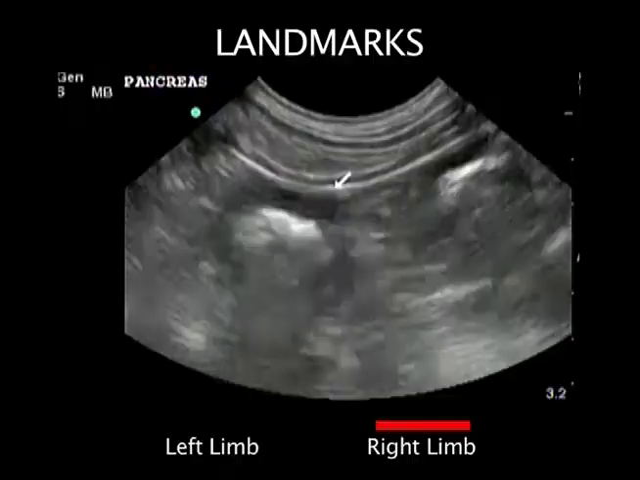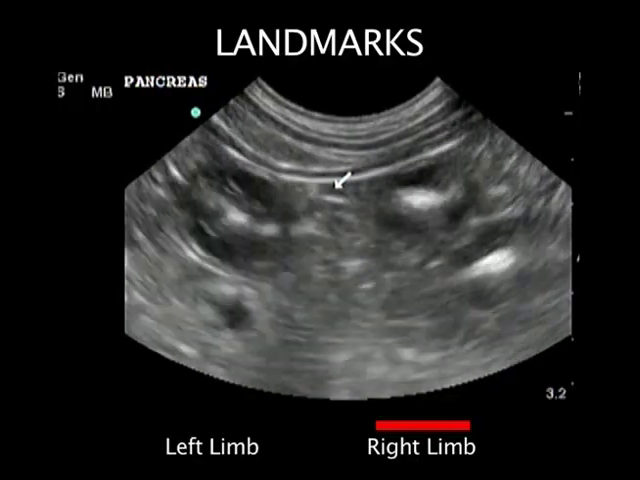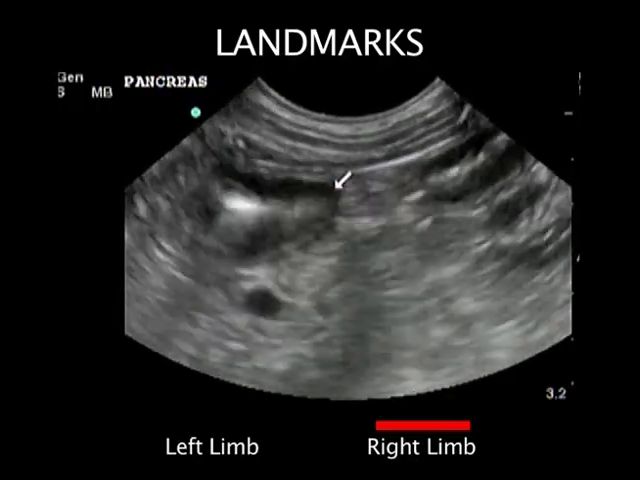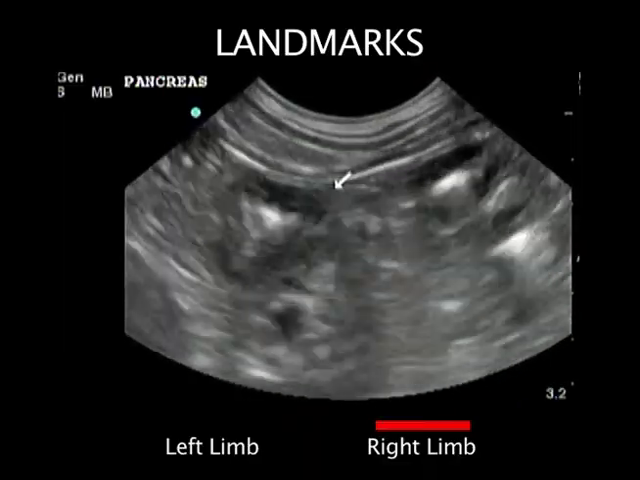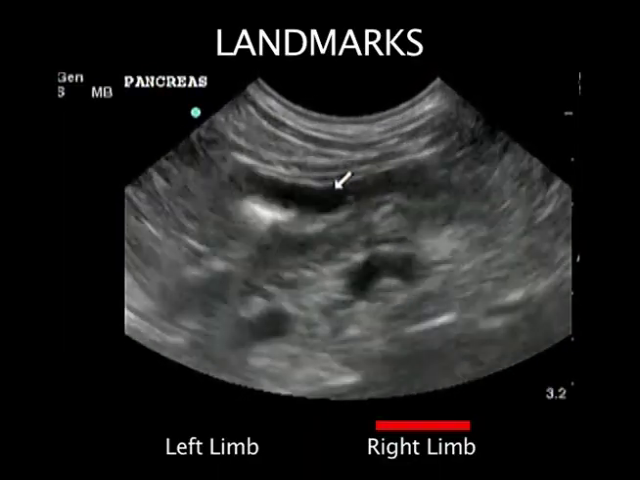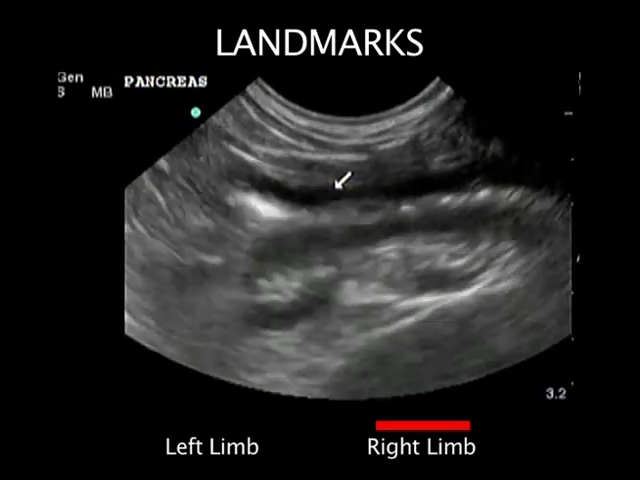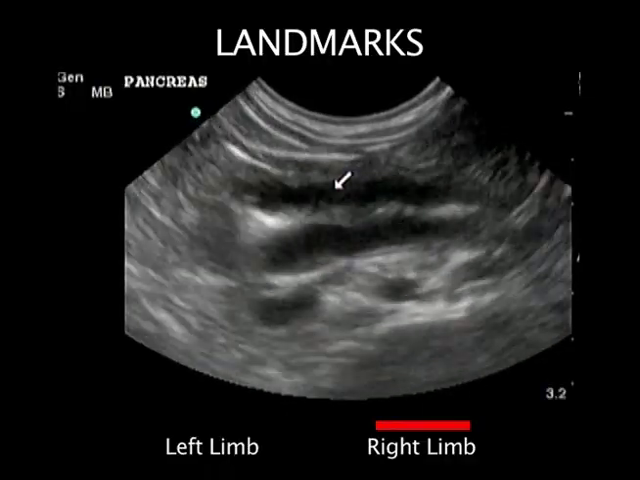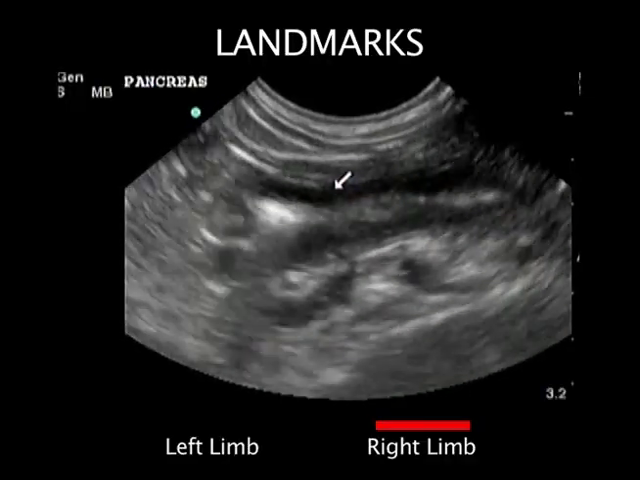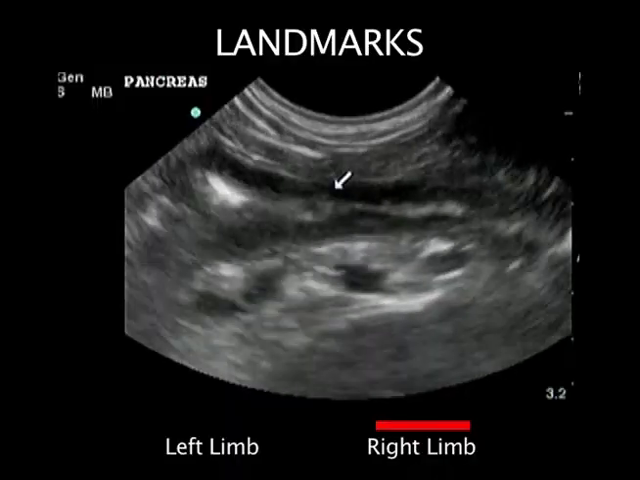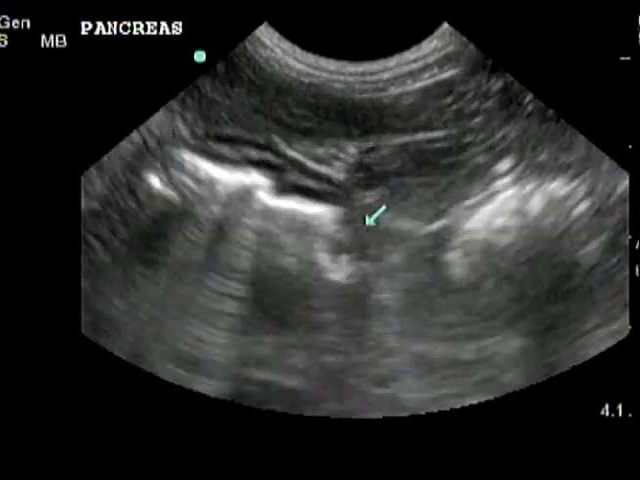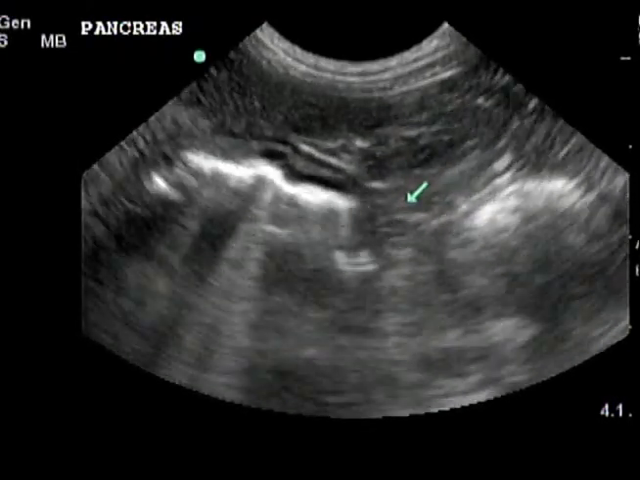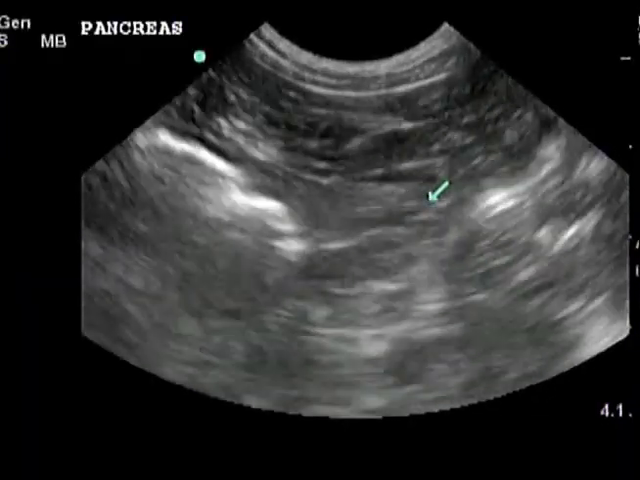In this case, the transducer in a transverse position is sliding cranially to follow the descending duodenum back towards the transverse duodenum. The duodenum abruptly changes from a short axis view to a long axis view as the ultrasound beam reaches the transverse duodenum. The green arrow identifies the location of the normal pancreas in this dog.